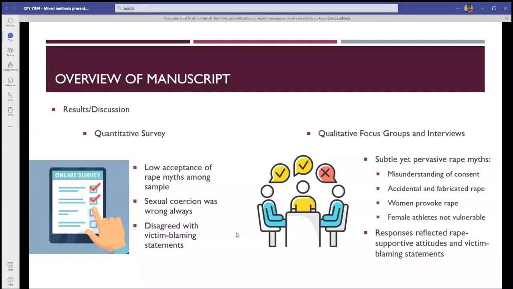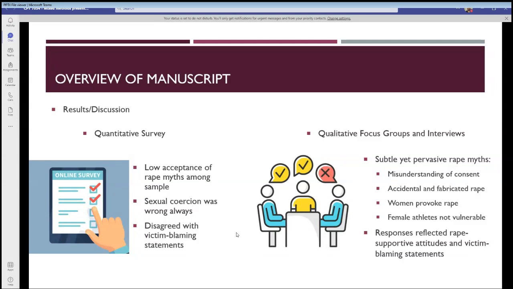Perfect. So the results of the quantitative study showed that there was a very low acceptance of rape myths among the sample of student athletes. Many of the participants answered the survey in such a way that the researchers concluded that the majority of respondents felt that sexual coercion was wrong under all circumstances, and results showed that participants also disagreed with victim blaming statements.